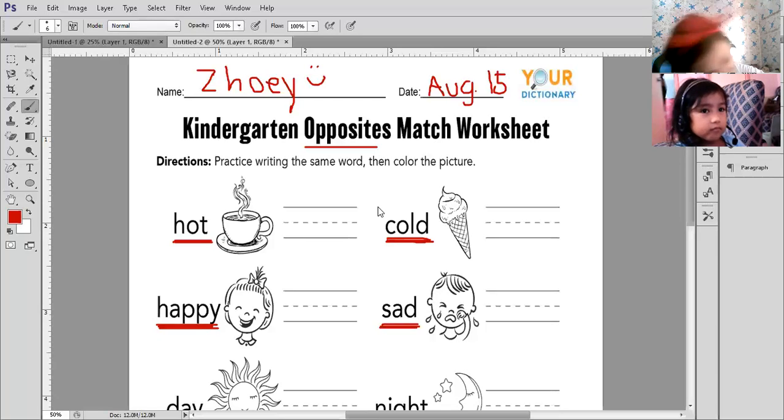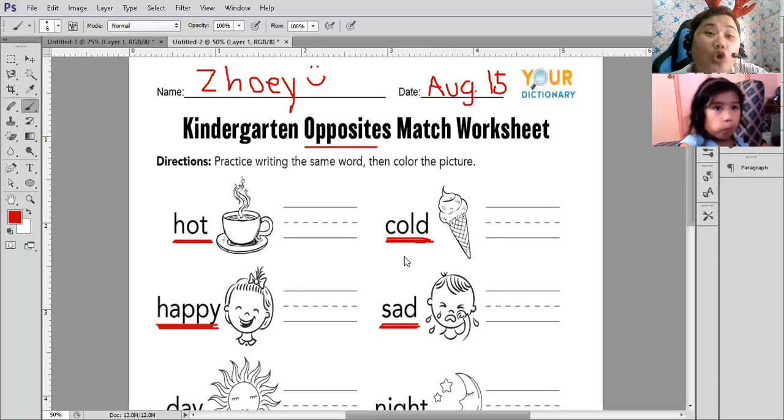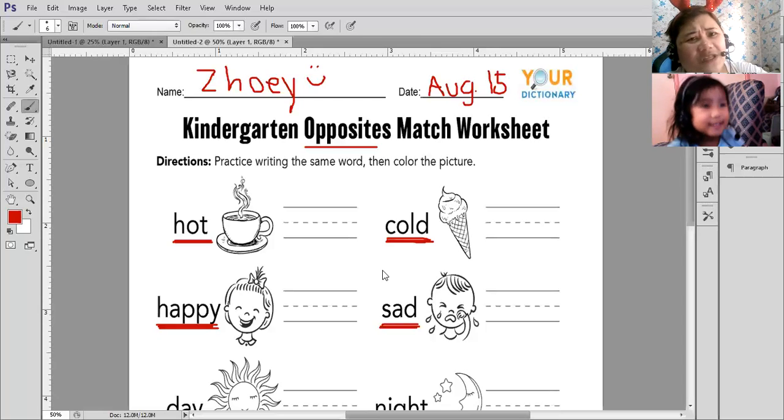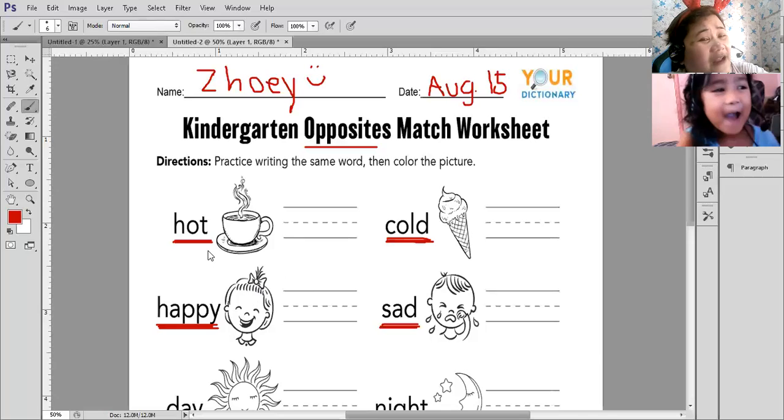What is the opposite of hot? Cold. Okay, very good. So, what is the opposite of cold? Hot. Yes. Now, how about happy? What is the opposite of happy? Sad. What is the opposite of sad? Happy is the opposite, kabaliktaran ng sad.